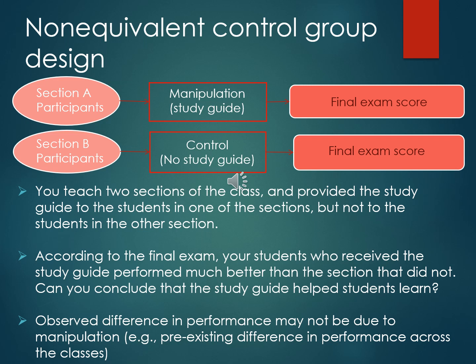The limitation of the previous design, the one-group pre-test, post-test design, is the order effect. The measurement opportunity for the pre-test is going to influence the measurement of the post-test. In addition, there may be a position effect, where people's performance may naturally improve or decline due to fatigue or the practice effect.